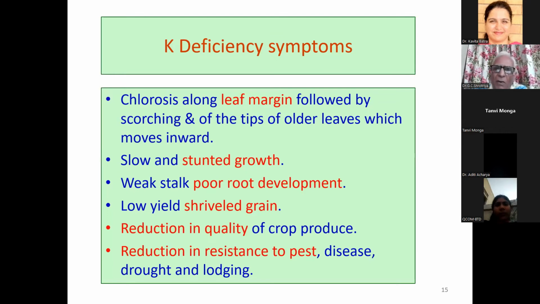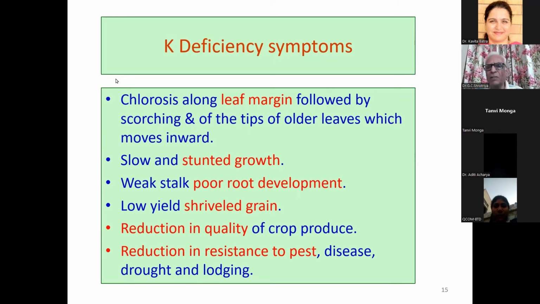Potassium deficiencies are also on the lower leaves, but on the leaf margin. In the case of nitrogen, it was also on the lower leaf, but the yellowing was developing along the midrib of the leaves in a V shape. But now here, it is the leaf margins. First there is yellowing. Then it looks like scorching, as if some fire has taken place. That type of scorching on the leaf margin is there. And growth, of course, is stunted.